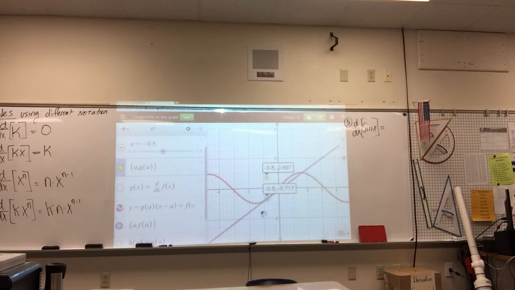So the slope of the purple line is 0.697. And this is how we say it. The language is important. The derivative of the sine of x at an x value of negative 0.8 is 0.697.